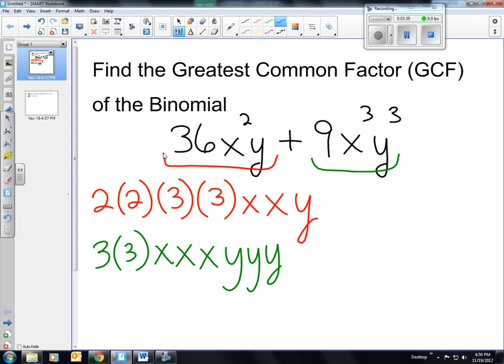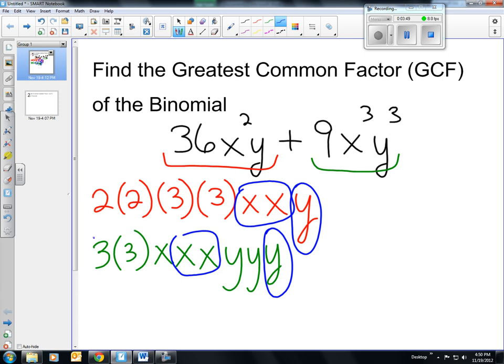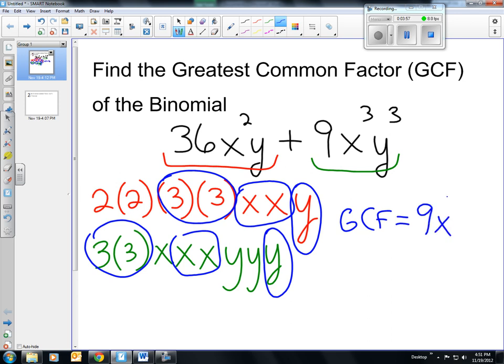Again, if we're looking for the greatest common factor of the binomial, we want to look for what's common. They have 2 of the x's in common, 1 of the y's in common, and 2 of the 3's in common. So our GCF of the binomial is going to be 9x squared y.